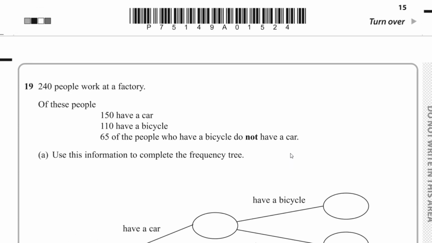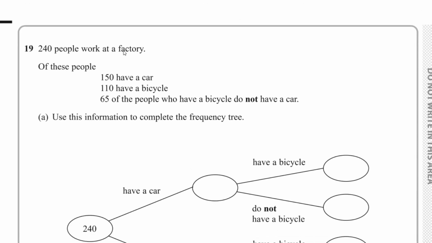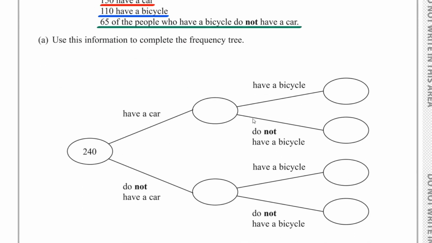Question number 19. 240 people work at a factory. Of these people, 150 have a car, 110 have a bicycle, and 65 of the people who have a bicycle do not have a car. We have to use this information to complete the frequency tree.